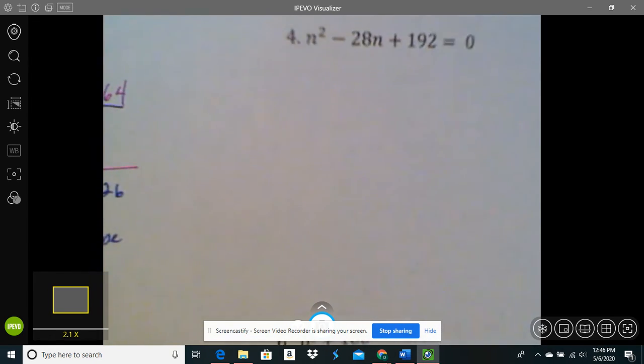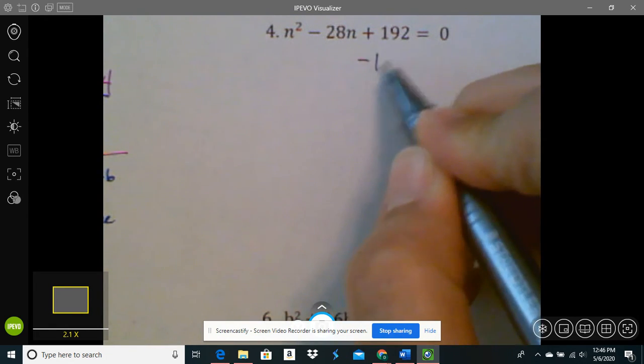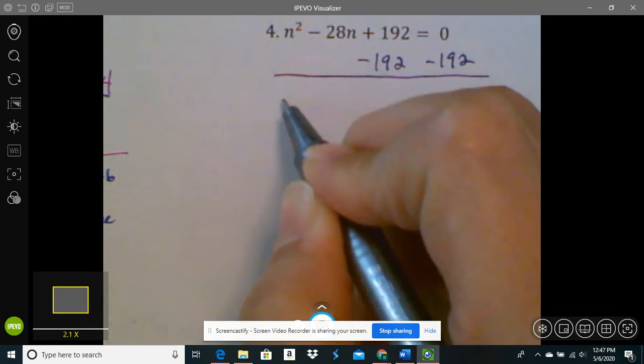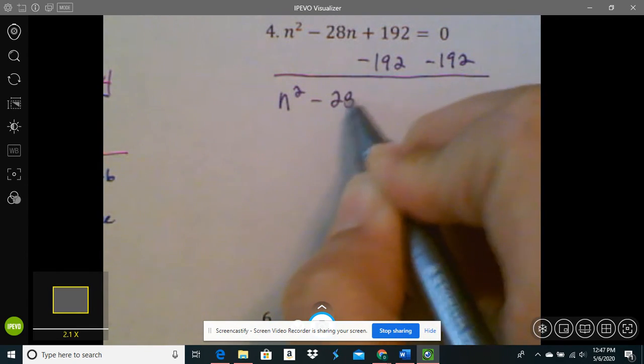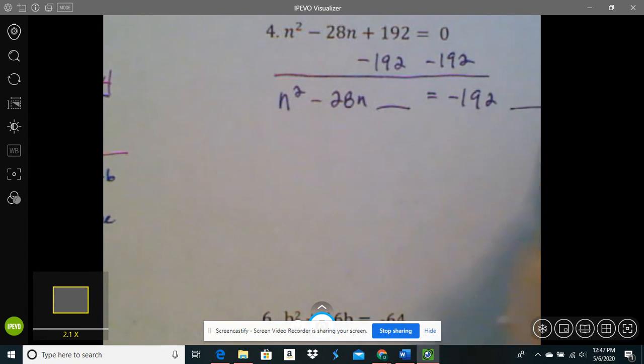All right. So in order to solve this, I need to isolate my variables. So I'm going to put n squared minus 28n on one side. I need to get rid of plus 192. So how do you unadd? Oh, you subtract. So we get n squared minus 28n, there's our lovely blank, equals negative 192.